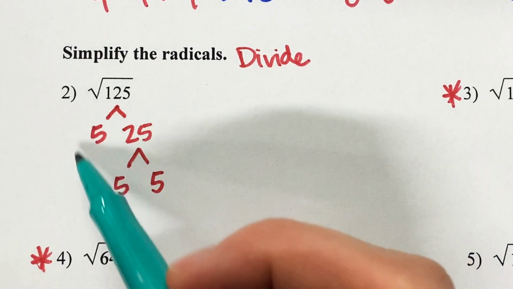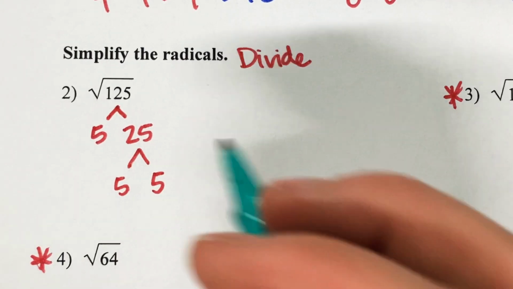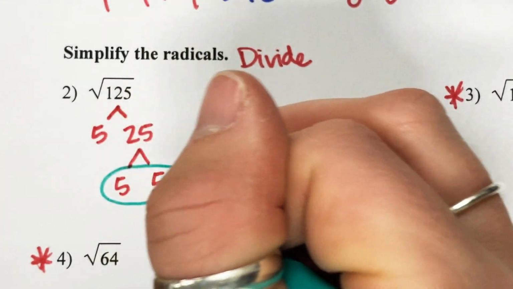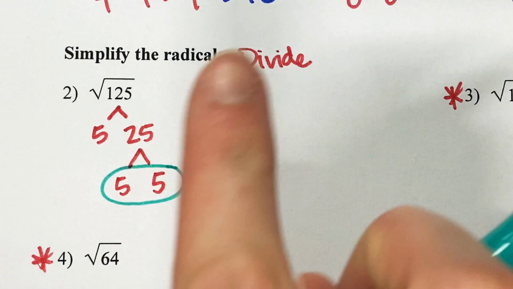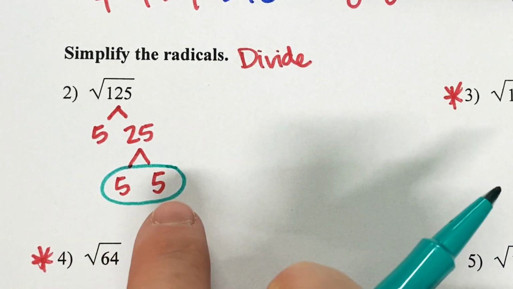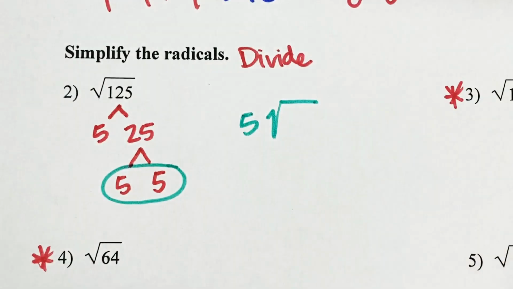Well, I see 2 5s right here, and I also see 2 5s right there. Hint, it does not matter which 2 5s you take. I'm going to take these 2. These 2 5s become one couple. Think 2 people become one couple. So one couple got to leave the radical.